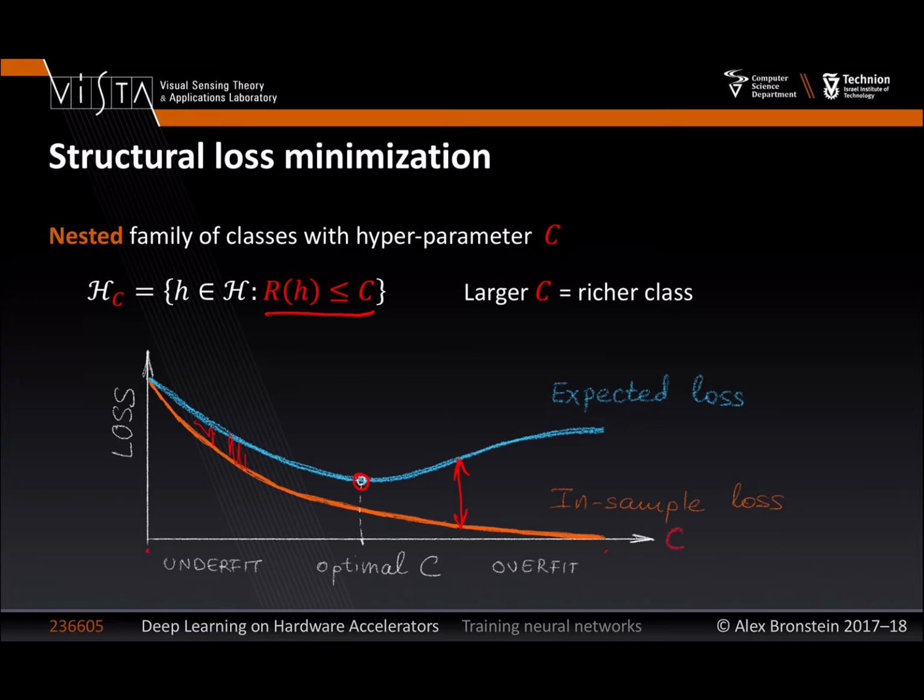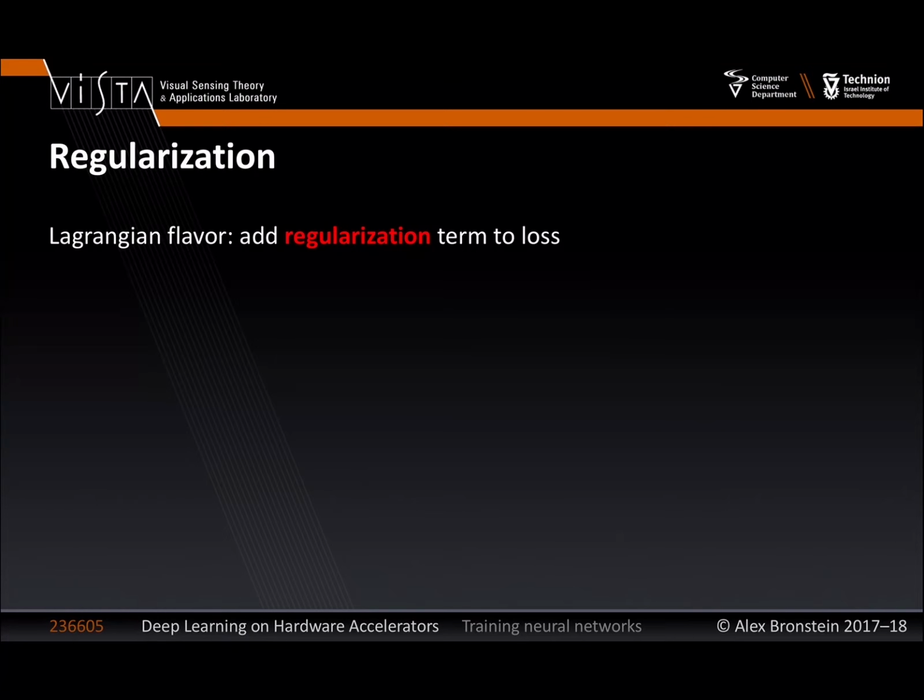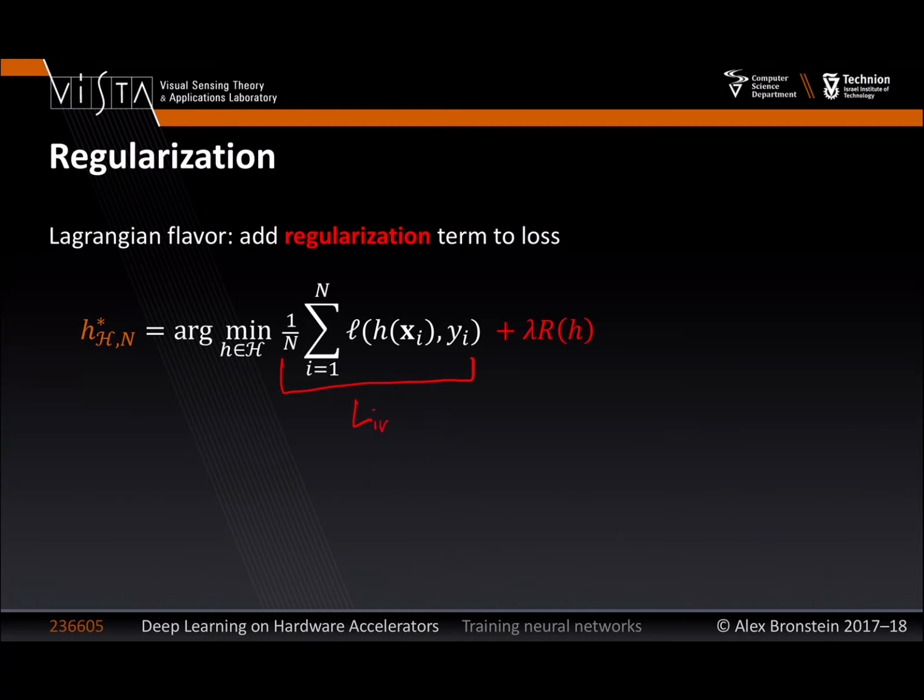Now, instead of working with this kind of inequality constraint, let's rewrite it in a Lagrangian flavor. We can simply think of adding some regularization term to the loss. So it will look like this. This is our original in-sample loss, a function of H, or the parameters of H, and we're adding some regularization term to it with strength controlled by the parameter lambda. So here the smaller lambda is, the less regularization we are demanding.